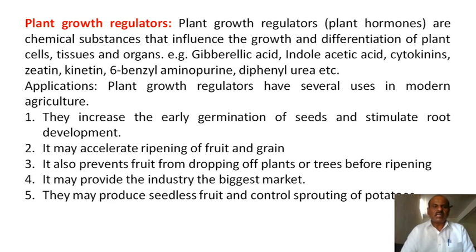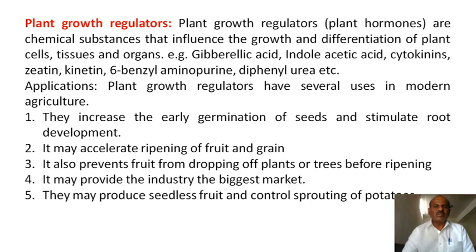For example, they increase the early germination of the seeds and stimulate root development. They accelerate the rate of ripening of the fruits and grains. It also prevents fruit from dropping off plants or trees before ripening. It may provide the industry the biggest market. They may produce seedless fruits and control rotting of the potatoes. These are some of the uses of the plant growth hormones.